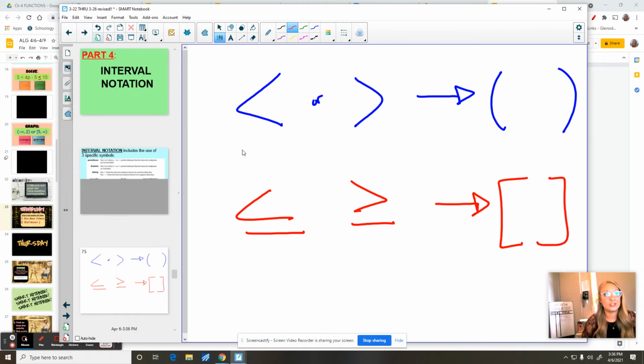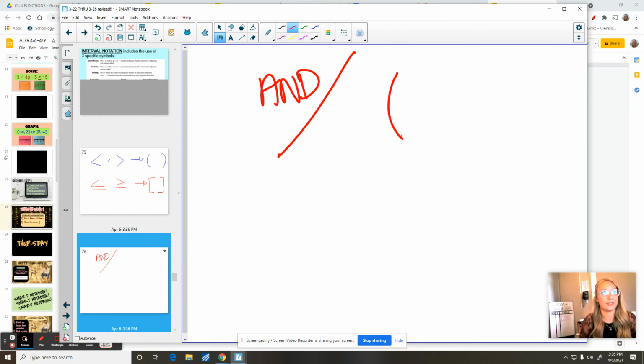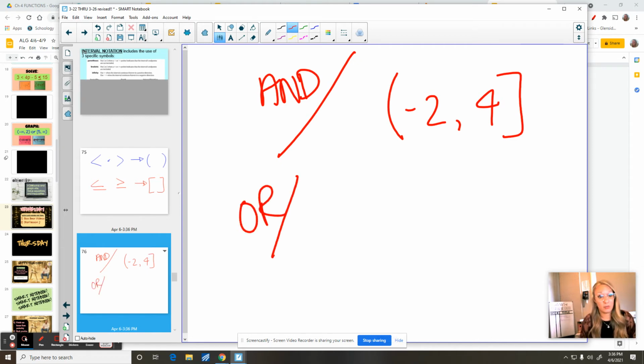Cheat sheet part 2, when you have an and inequality, it's just going to be one single interval notation. So it could look like this, something like that. But when you have an or inequality, you're almost going to have two different sets here. And you're always going to talk about negative infinity and positive infinity. So here's an example.